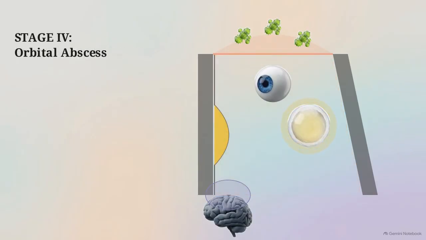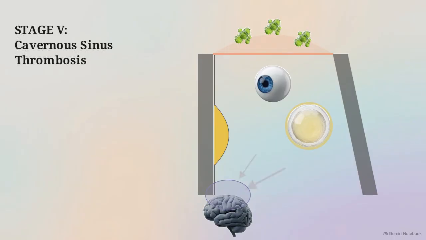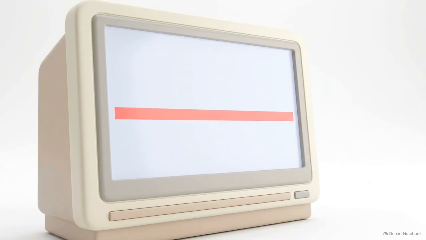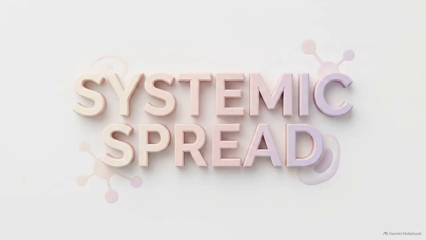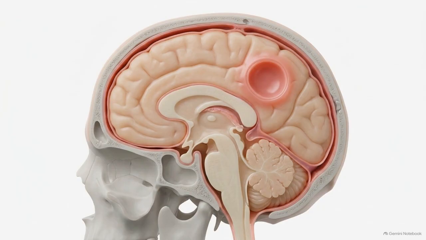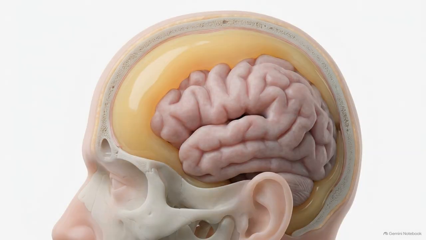Stage 4 is an orbital abscess. The infection coalesces into a discrete, encapsulated pocket of pus directly within the orbital fat and tissues. Stage 5 is cavernous sinus thrombosis. The infection travels through the posterior venous system and enters the intracranial cavity. Reaching stage 5 carries the highest mortality rate in the classification. Once the infection is intracranial, it quickly triggers severe complications, including meningitis, brain abscesses, and subdural empyema.